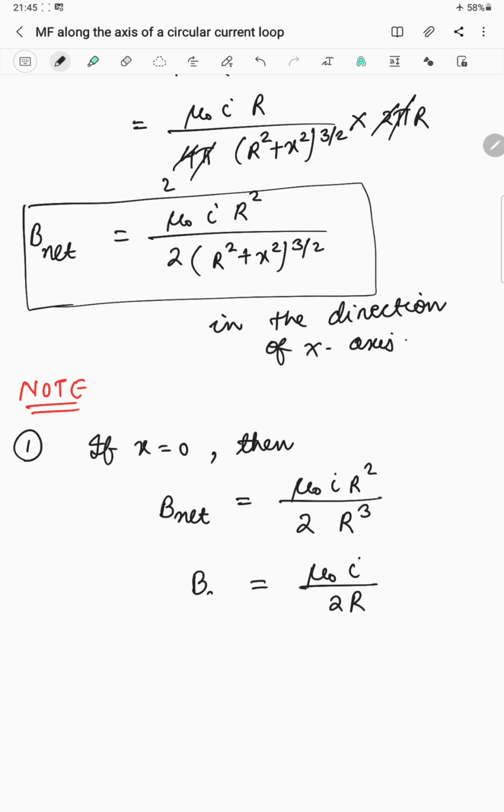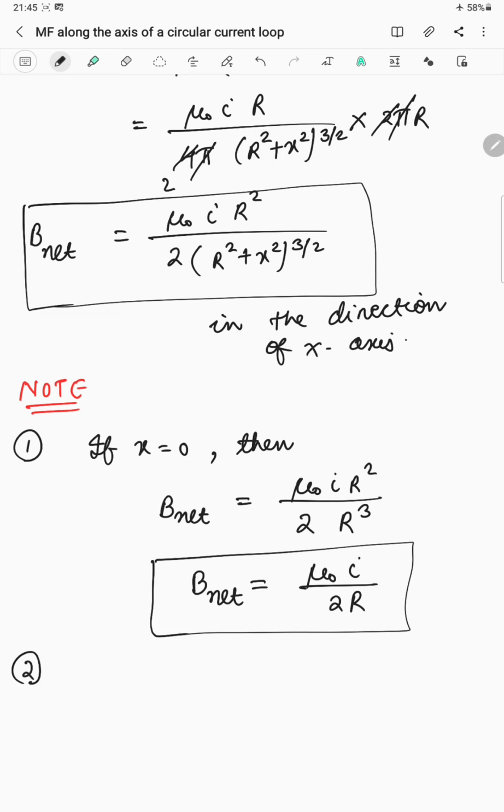Have you seen this equation earlier? Yes. Where have you seen it? You have seen it for your magnetic field at the center of a current carrying loop. Okay, this exactly matches. Followed. Now let us go to the second one.